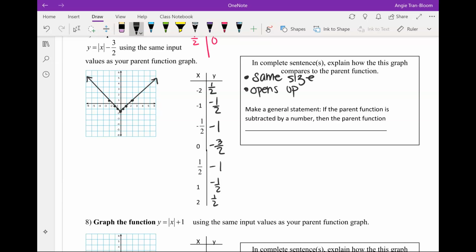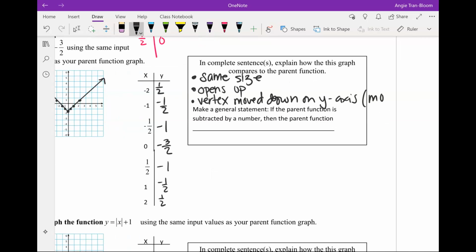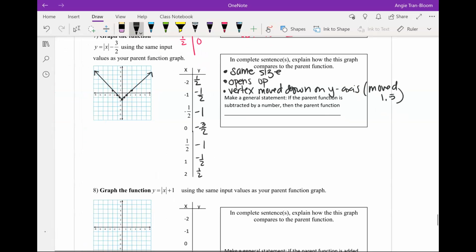Next, Nathaniel, take that and compare it to the parent. If you need to, talk to your team. Oh, okay. Say it one more time so I can write it. Vertex moves down on the y-axis. How much did it move down, Nathaniel? Moved 1.5. Okay. Do you guys agree? Now, anything else that you would like for me to write up?